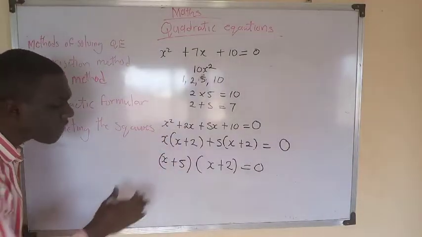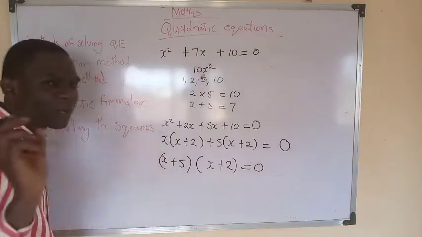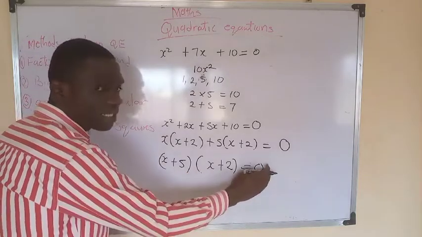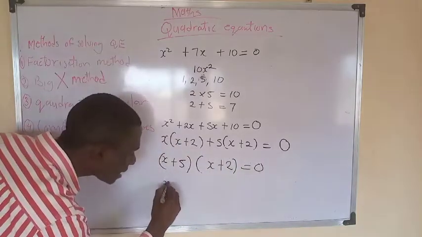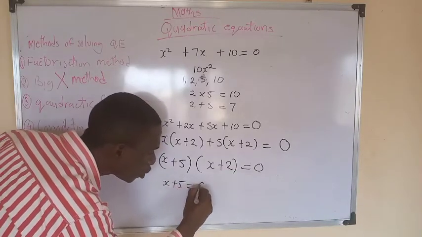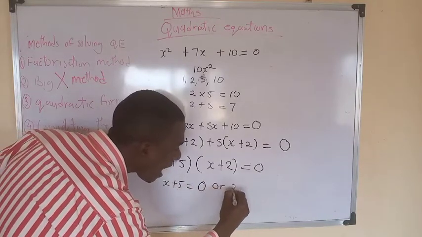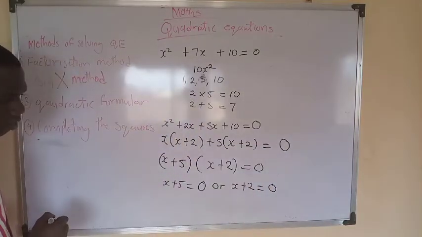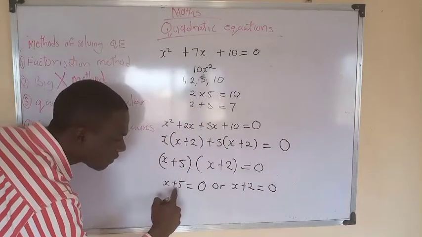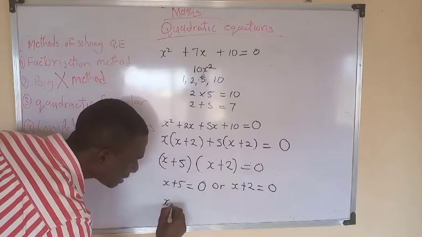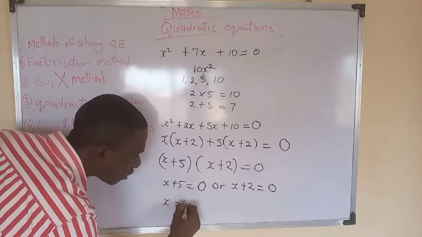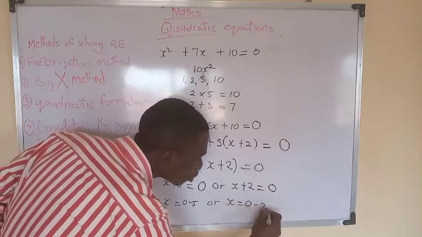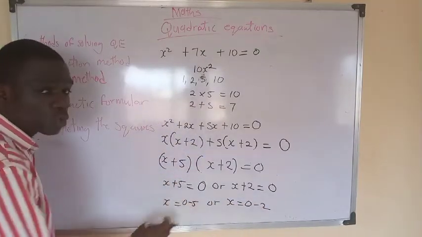Now that means that if I multiply, bracket in my mind means multiplication. That means if I multiply this and this, I should get 0. That means either x plus 5 is equal to 0 or x plus 2 is equal to 0. Alright? So I'll now collect like terms so that this 5 goes like that. That becomes x is equal to what? 0 minus 5. Or x is equal to what? 0 minus 2.